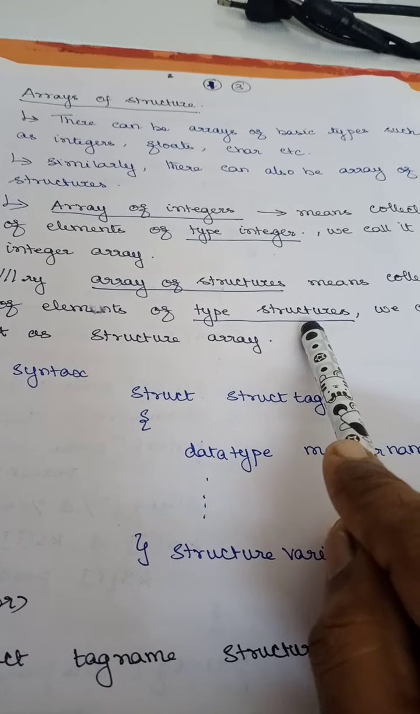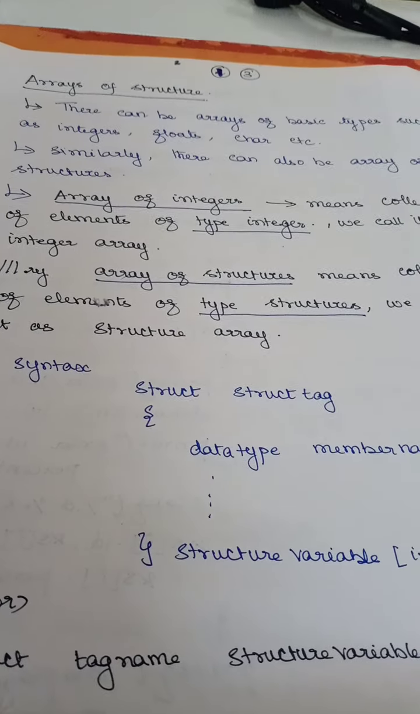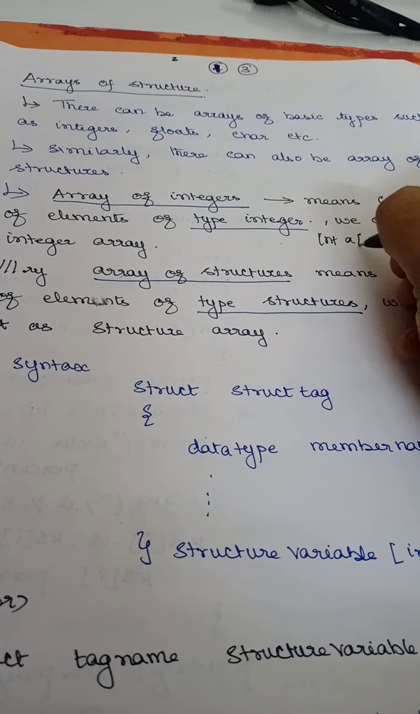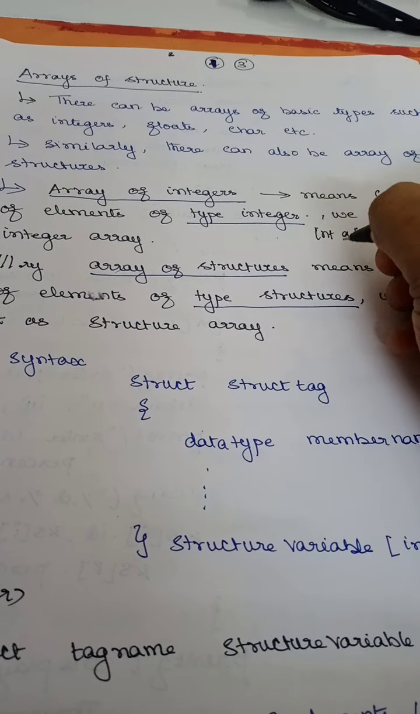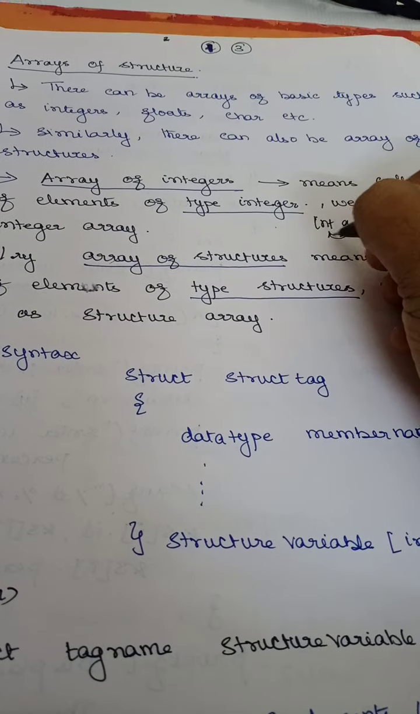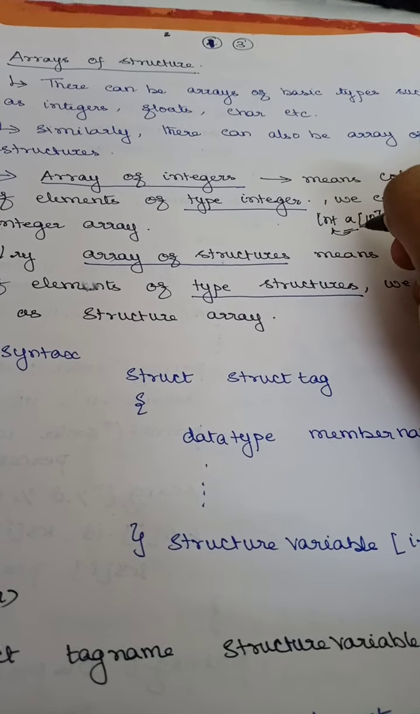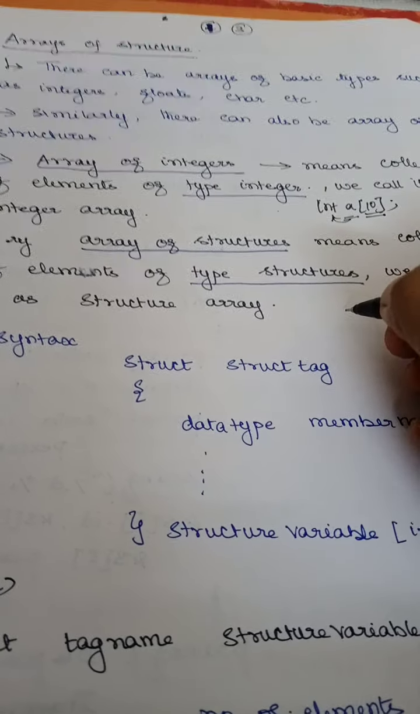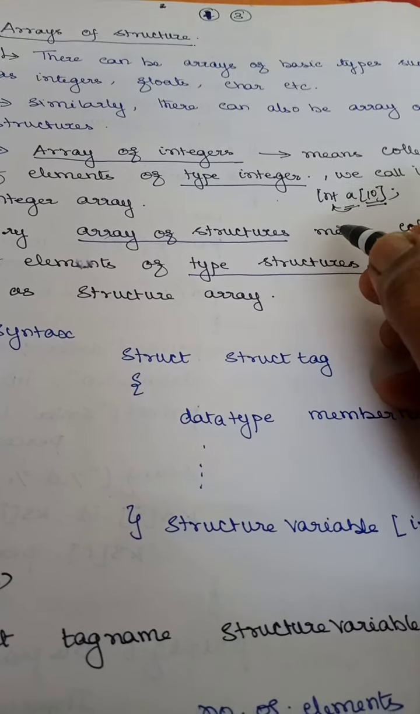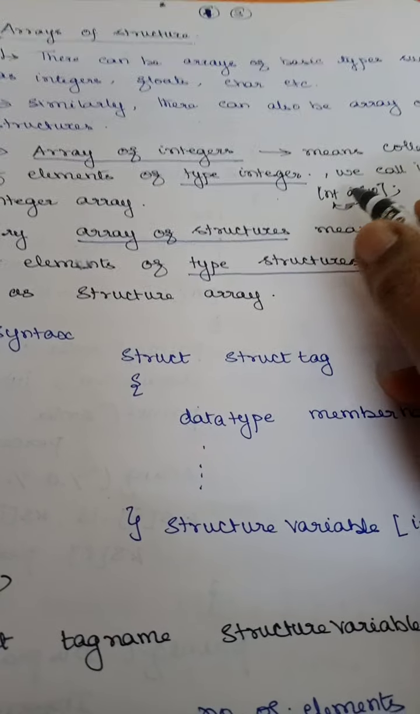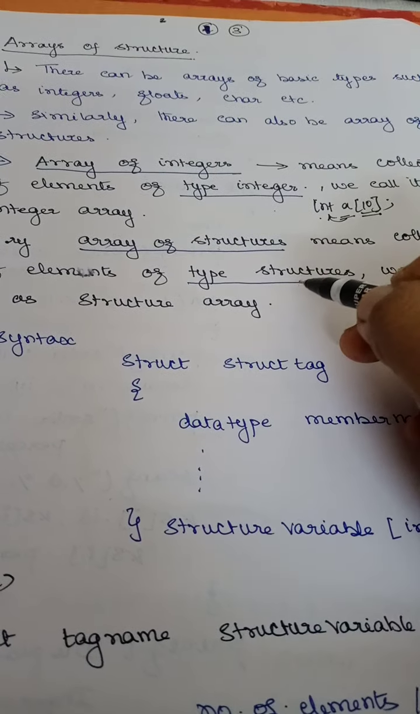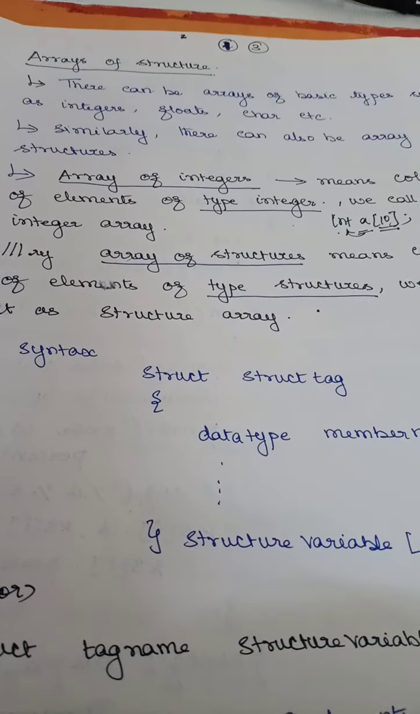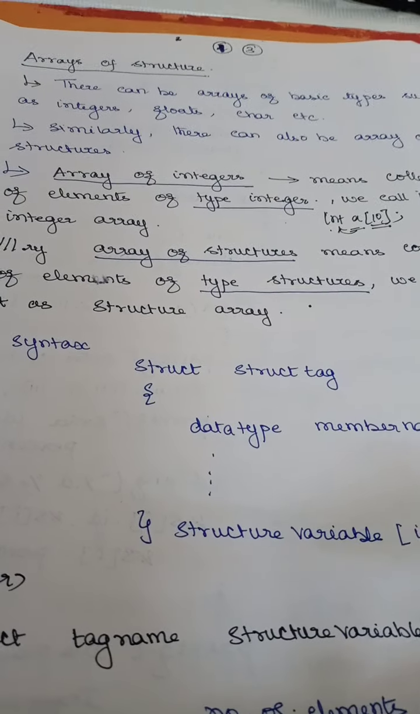Is that clear? Right? So int a[10] means a is going to be of integer type and array type, and it is going to have 10 elements. Similarly here I am going to have an array, and all the elements are not going to be of integer type, they are going to be of structure type. Is that clear? Then you call that an array of structures.